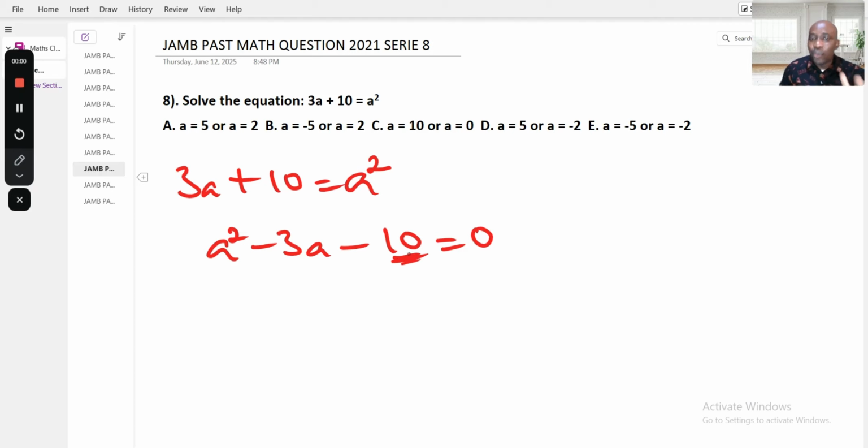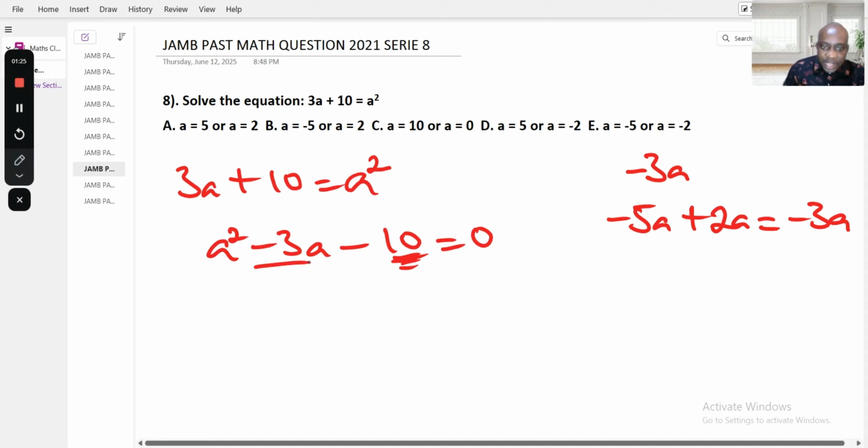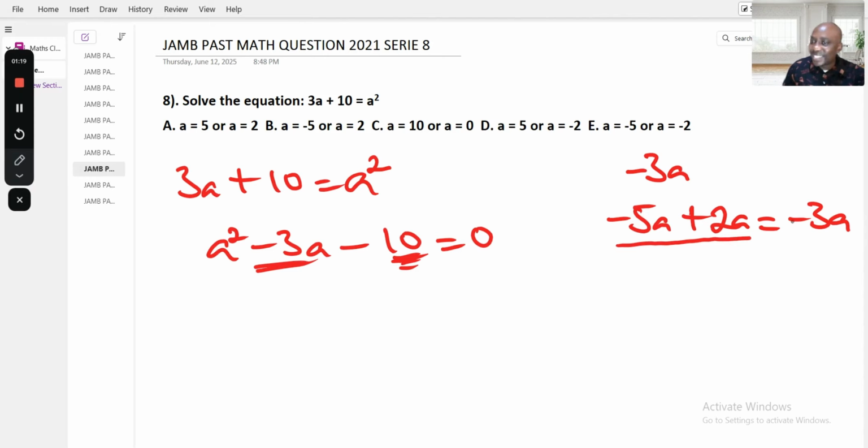What two numbers? Now we are going to focus on this 10. What are the two numbers that we can multiply together that will give us 10, but when we add it or minus it, it's going to give us minus 3? The numbers are what? 5 and 2. 5 times 2, 10. 5 minus 2, 3. Therefore, let's calculate it out. We want to get minus 3a, isn't it? Now, you now say your final listing minus 5a plus 2a is going to give us what? Minus 3a. This minus 3a, we are going to replace it with what? Minus 5a plus 2a, because it's the same thing.